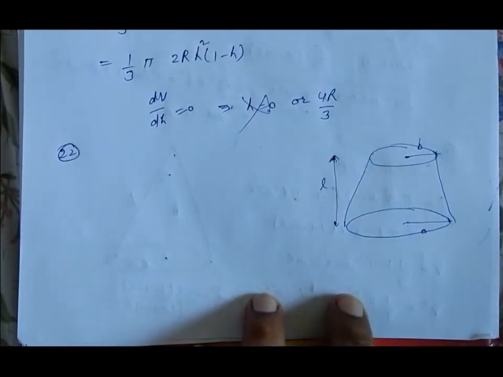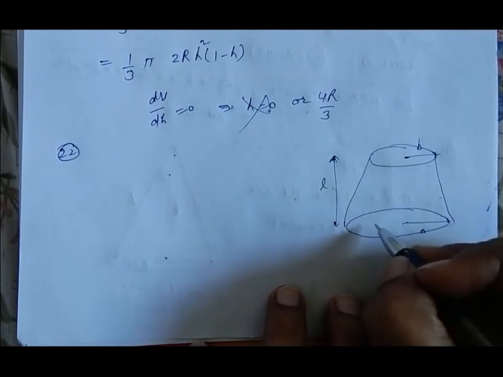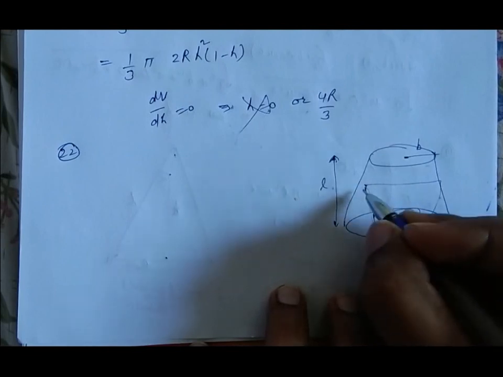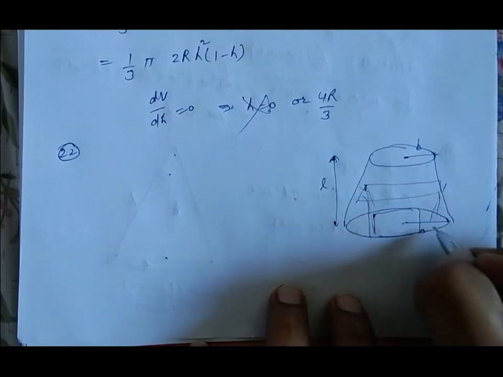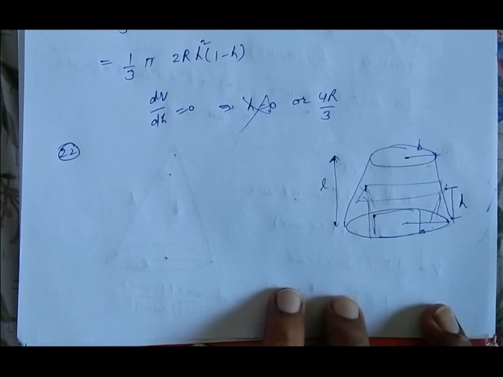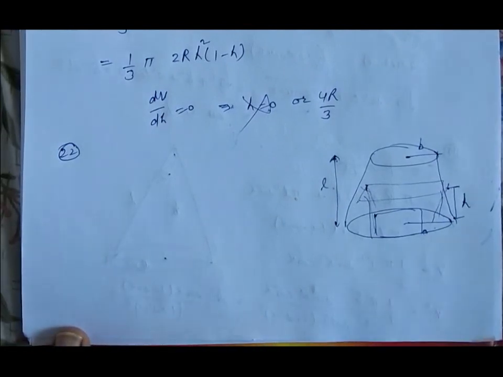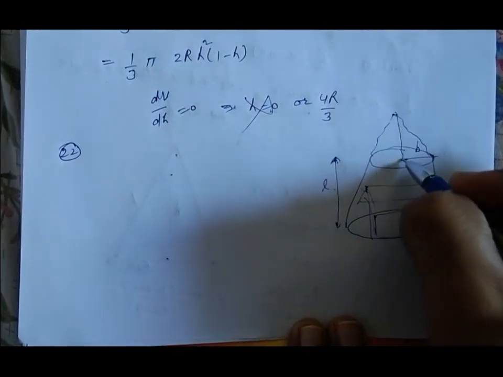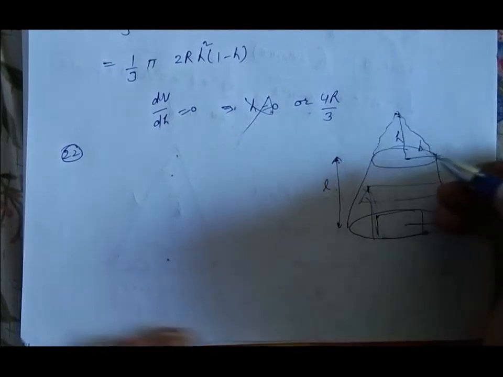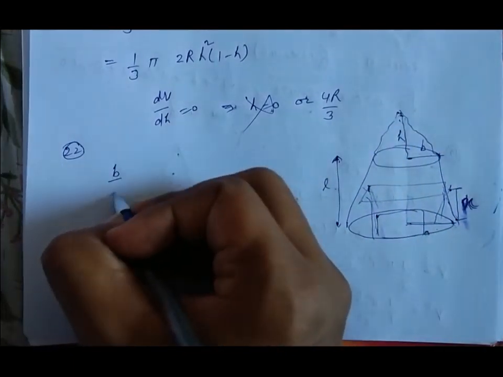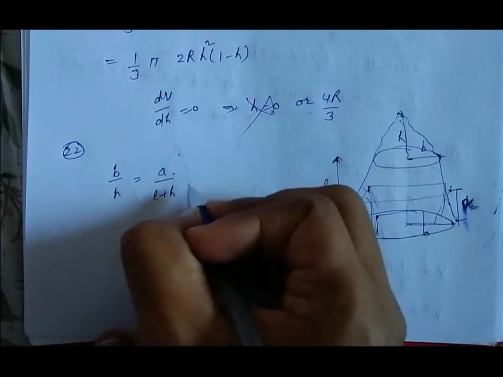It is required to cut from it a beam of uniform square section. So this is the square section with height h. Let's assume this as x and assume the height of this particular cone as h. So this triangle is similar to this triangle, and hence b by h will be equal to a upon l plus h.